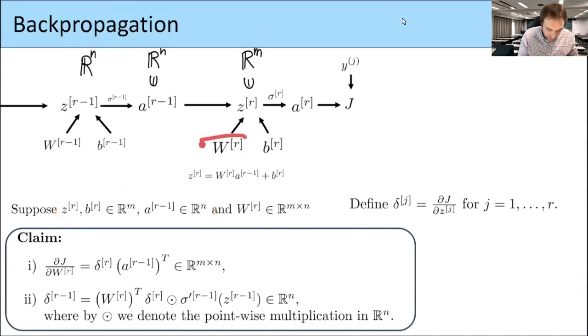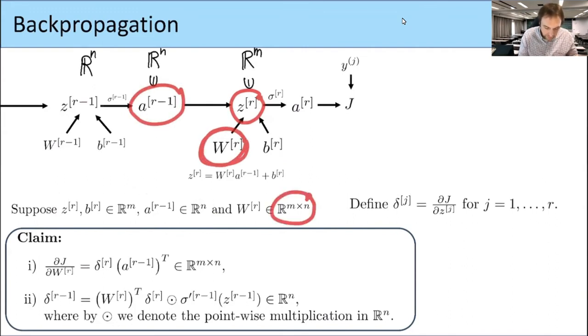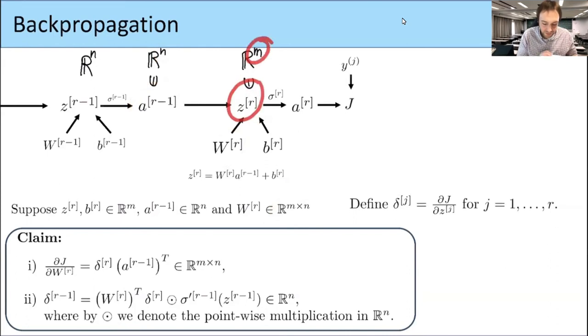And this implies that the size of this matrix here is an m by n matrix, because this vector here is given by multiplying this matrix with this vector. So if this is an m by n matrix, then I can multiply it with this vector of size n, and I get a vector of size m, after I also add this vector of size m.